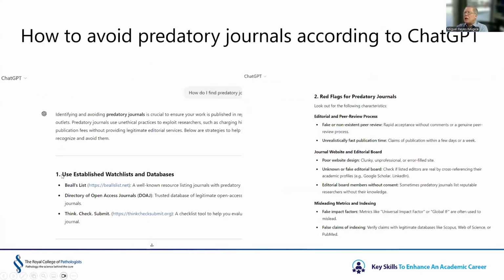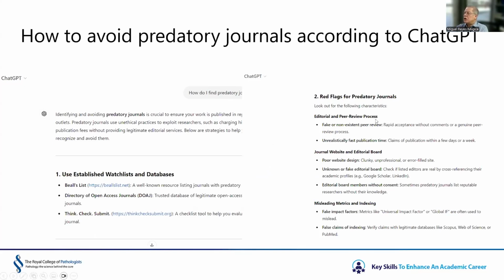Now, how do you avoid predatory journals? Well, that's a more and more important consideration to address. You should look at the Bell's list or the Directory of Open Access Journals, which gives you a trusted database of legitimate open access journals. But there are other platforms like Think, Check, Submit here, and it will give you a number of recommendations, or it will flag the journals that you are considering.